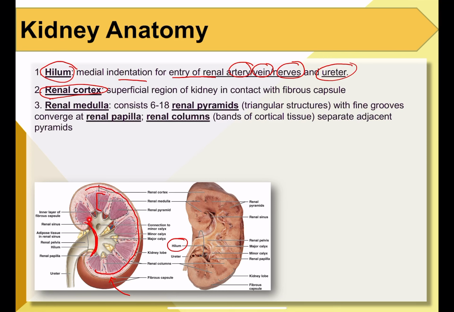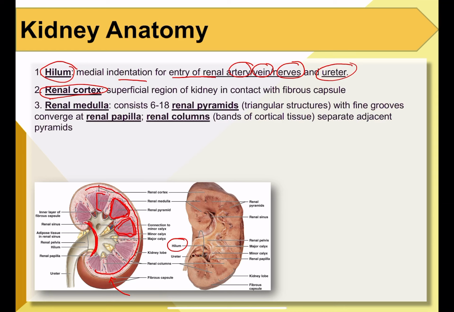This whole area is the renal medulla, which consists of usually 6 to 18 of these what are called renal pyramids. Each one of these is a renal pyramid. Okay, that's why they're triangular structures. That's why we call them pyramids, because they have these triangular shapes.